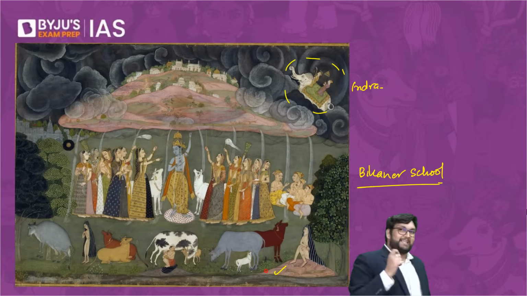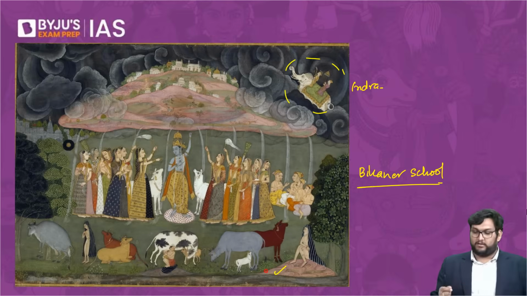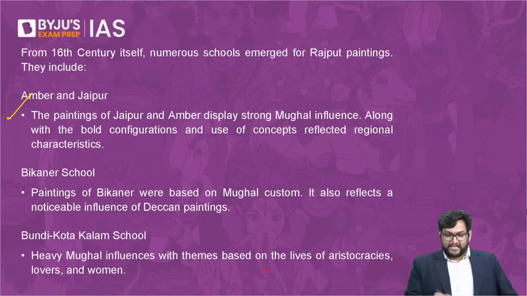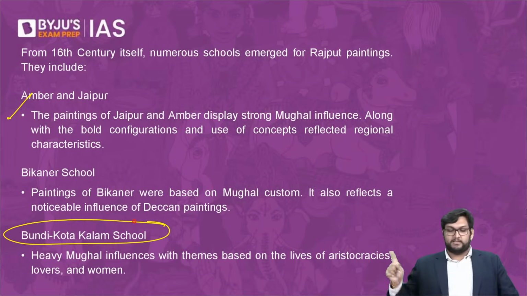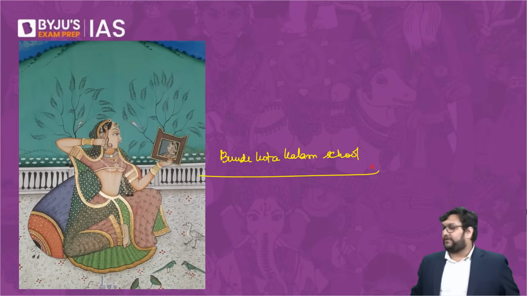But the best example of how we can see a certain influence of Mughals is the Bundi Kota Kalam school. Does this resemble a painting which we saw just 5 to 10 minutes back?